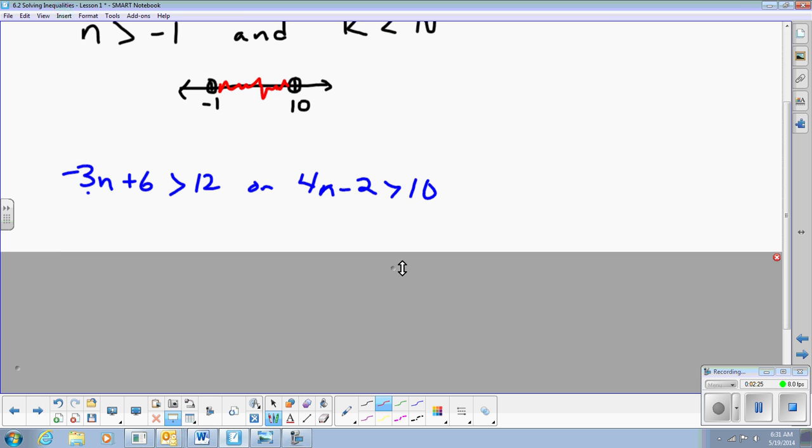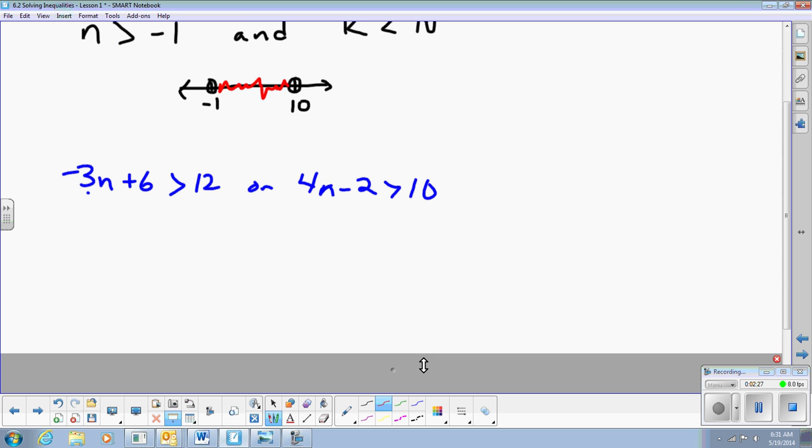Take a look at another pair of inequalities here. Now I have more than one step to do in each one, and I have the word or. So let's take a look here. I'm going to solve each of these. I'm going to subtract 6 on both sides. These give -3n, and that is greater than 6.